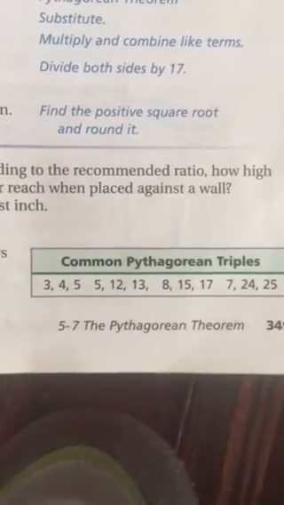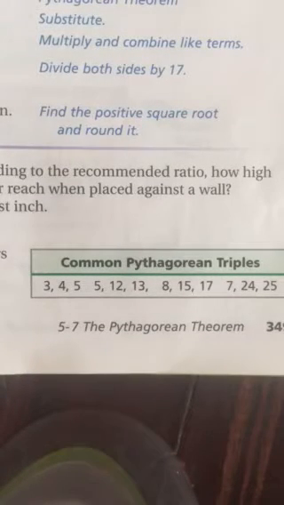Now, if you were given three numbers, you might say, oh gosh, how do I set this up? In the Pythagorean theorem, I don't know which two are the legs and which one is the hypotenuse.